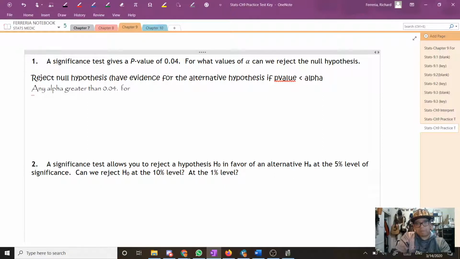So for example, let's actually use an alpha sign here. Alpha equals, I don't know, 0.05. That'll work. What else? Alpha equals 0.10. Those would be our standard alphas. Note that an alpha of 0.01 will not reject the null hypothesis.